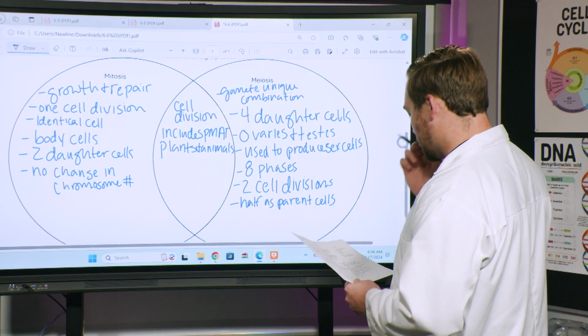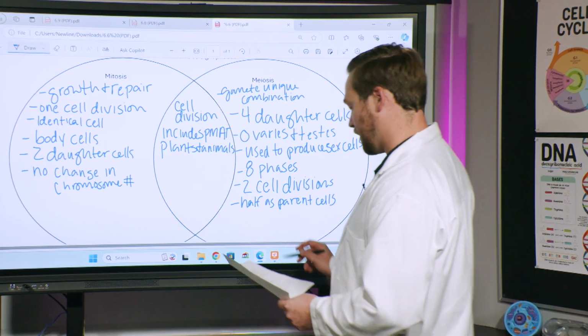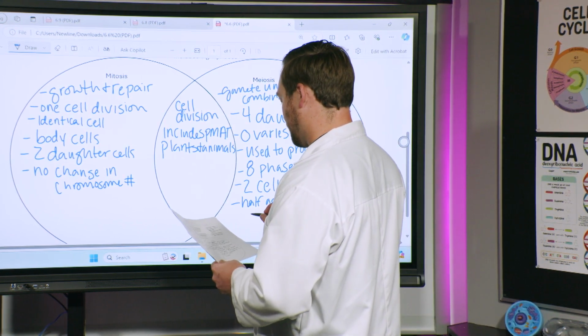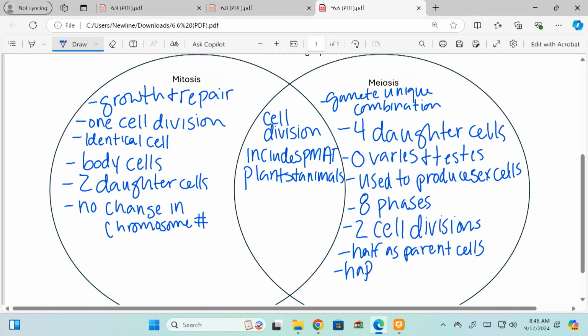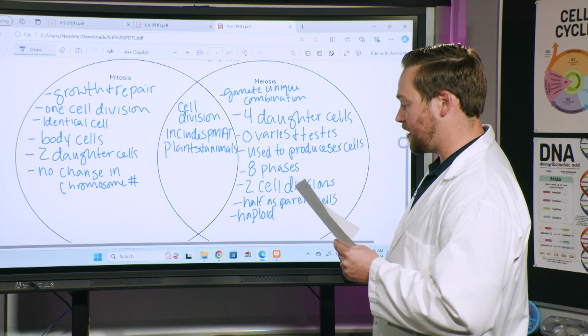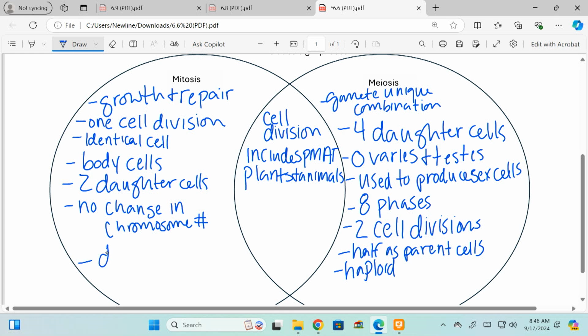Okay. This one says results in haploid cells. Which of these results in haploid? Well, that's going to be our meiosis. So haploid. And then the last one says diploid. Which one of these is diploid? That's going to be our mitosis.